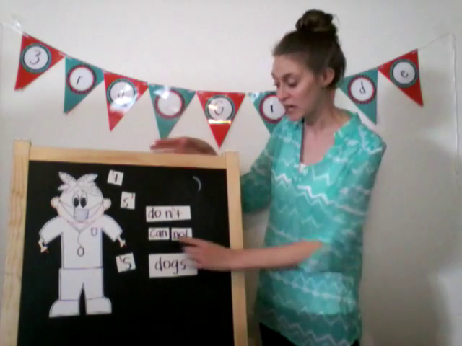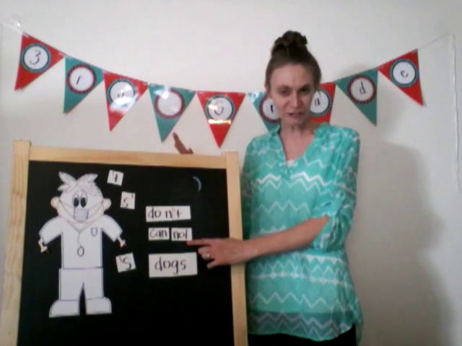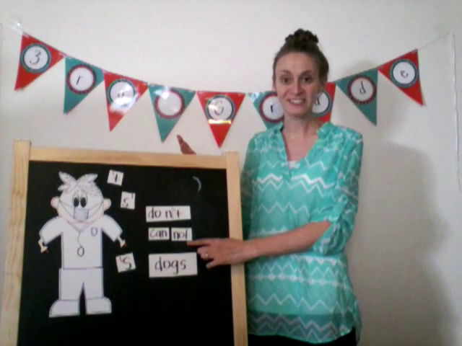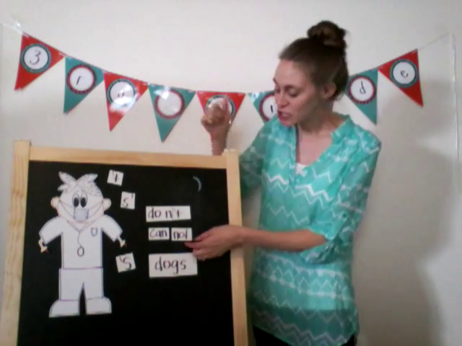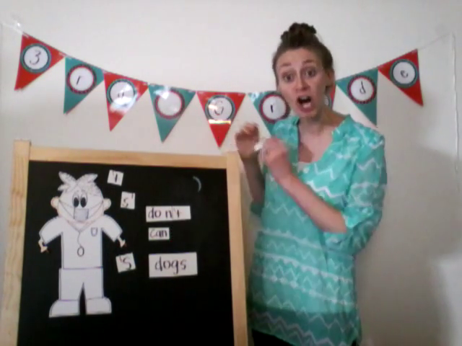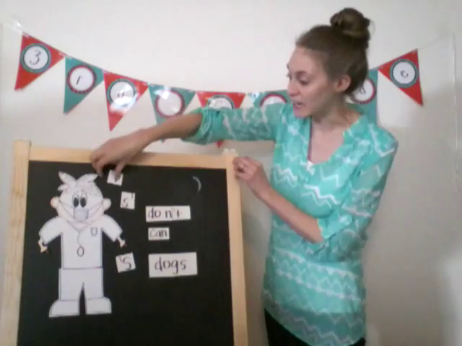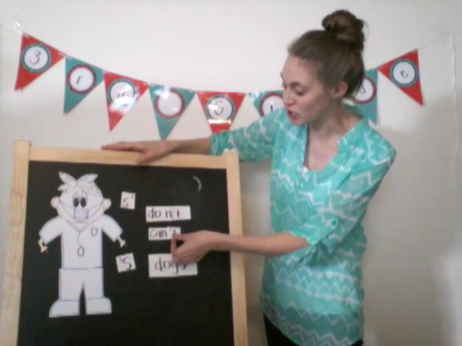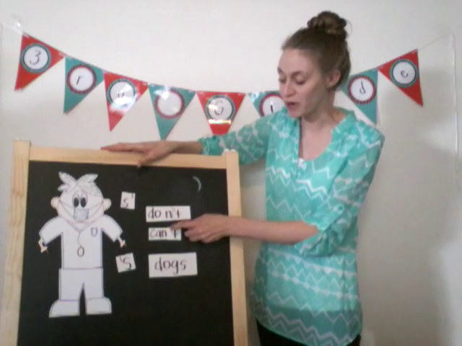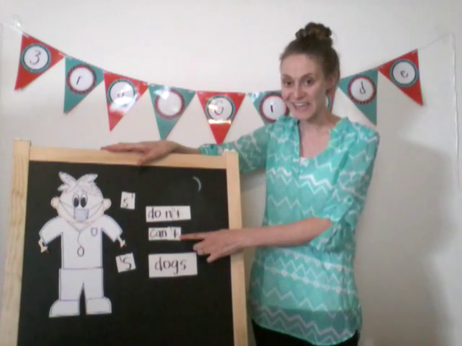Let's look at another one. Cannot. Can you think of the contraction for cannot? Can't. You got it. So let's take away those letters we're not going to use and let's make our contraction with our apostrophe. So we have can't.